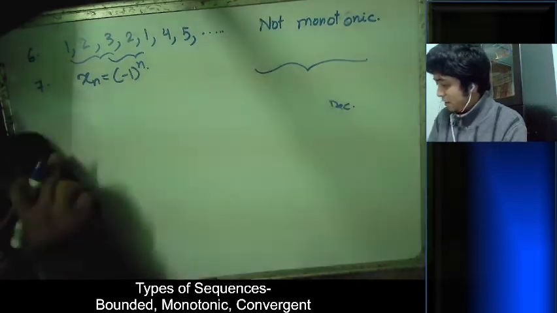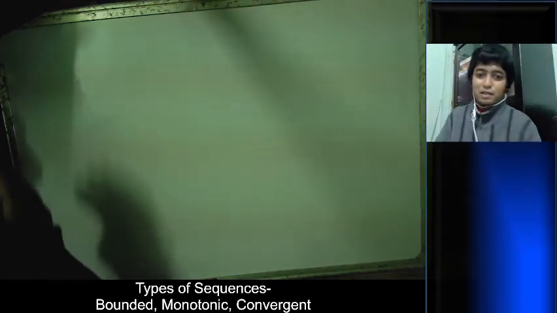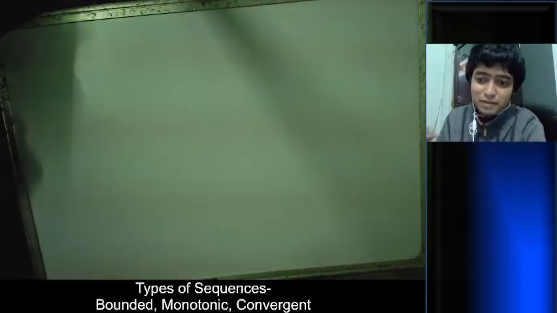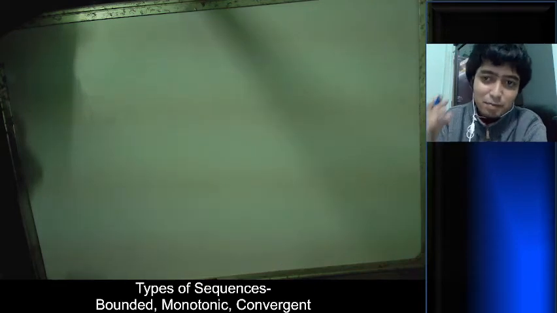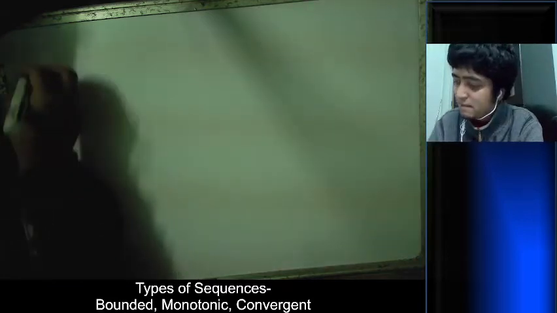So this is about monotonic sequences. We will do more examples later on, but now let us just head over to convergent sequences. But before doing that, we must first define something which is called the limit of a sequence.